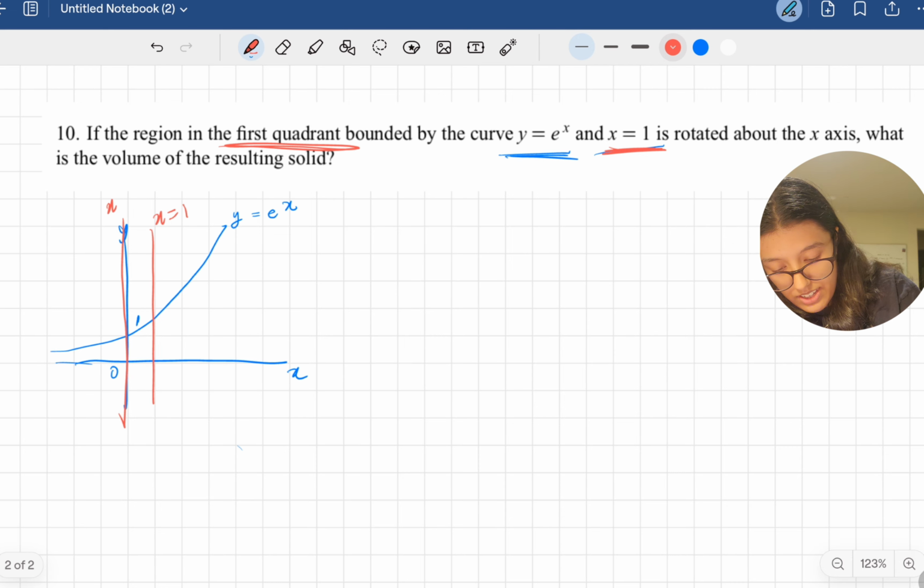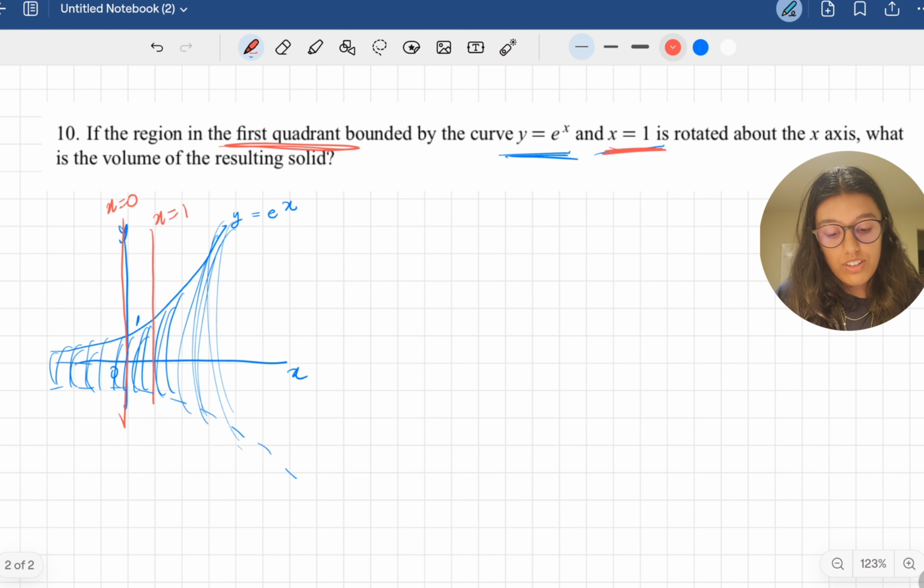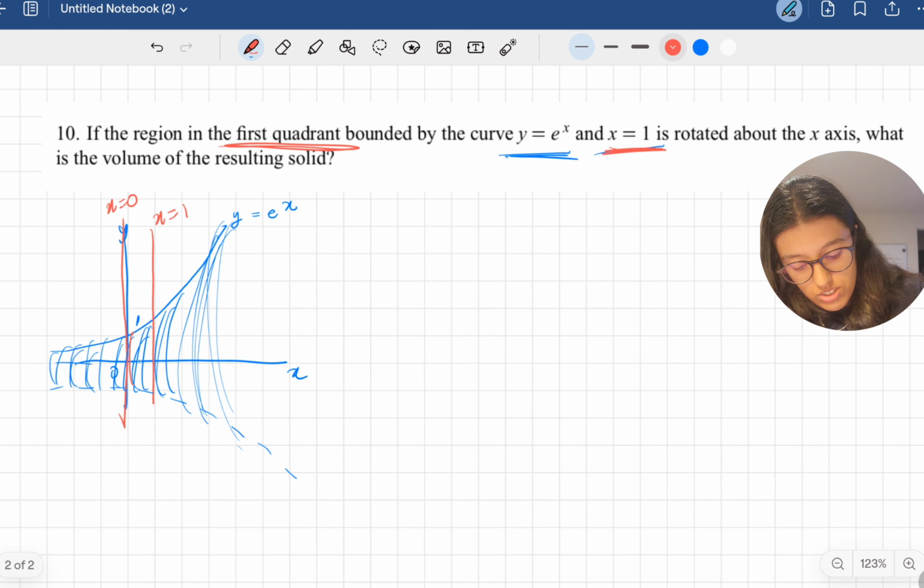But how will this volume, this 3D figure, actually look? Well, it's going to look a little bit something like this. And that is my best attempt of how it would look. But for right now, while it would look like this, they're just asking us to find the volume between 0 and 1. So we just need to find the volume of the 3D shape in the red part over here. That's all we need to find.